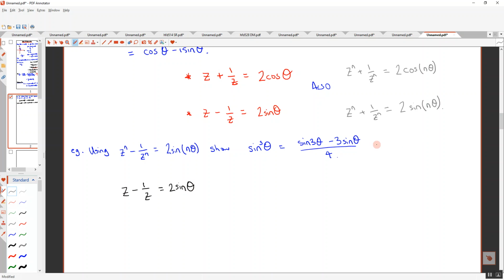Now I'm after sine cubed. So what do you think I'm going to do to both of these? Cube one side. Oh yeah, I'm going to cube both sides, okay? So I'm going to cube all of this, and I'm going to cube all of the right-hand side, and I get 8 sine theta cubed.